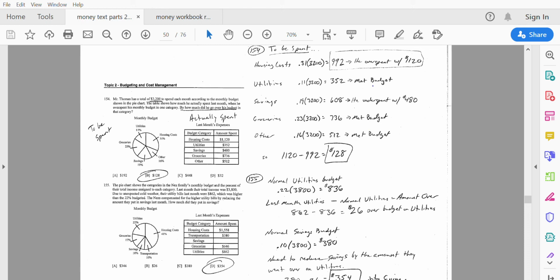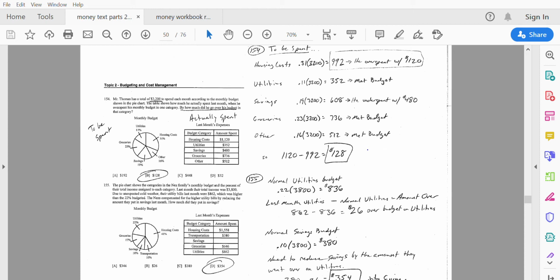And how many of them met the budget, and even the savings, he's budgeted 608, but he only saved 480, so he actually went under. So if the question was, which one did he go under, that would be savings, but they want to know which one he went over. That's the housing cost. And then it asks by how much. So he spent 1,120. The budget was 992. Subtract, and he went $128 over budget.